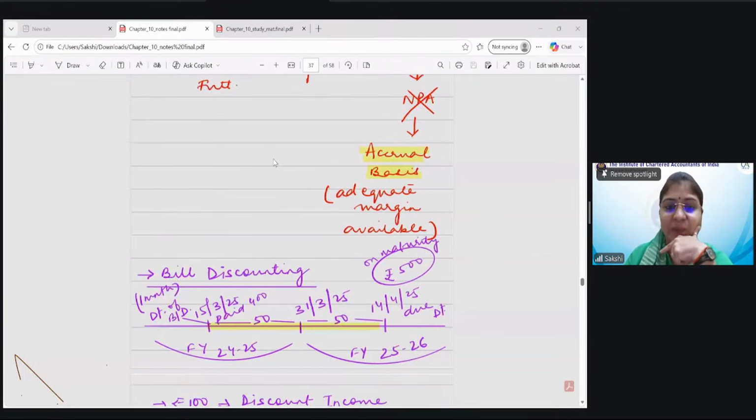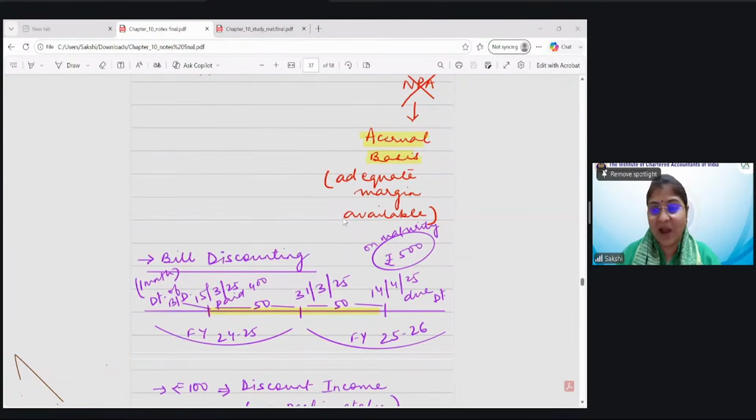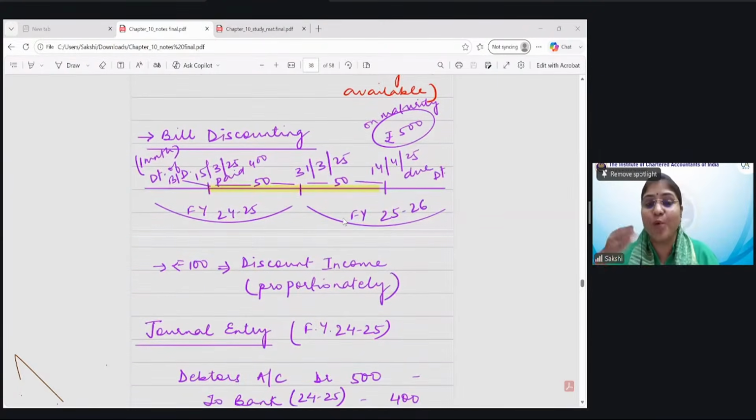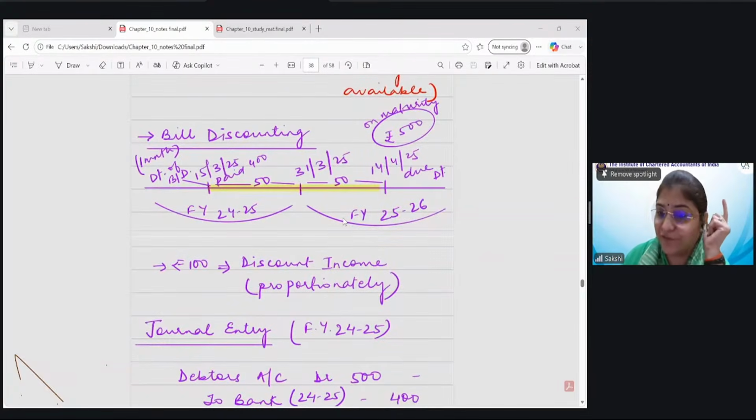Daksh says entire in 24-25. Vedant says proportionately. See, what the bank should do, because now the financial year has not ended, it hasn't ended. And this relates to an amount for the bill that was due to mature on 14th April 25, that is 25-26. So the bank will apportion this 100 rupees into 2 financial years: 50 rupees in financial year 24-25 and 50 rupees in financial year 25-26. So this discount income of 100 rupees should be proportionately recorded in the books of accounts of the bank.